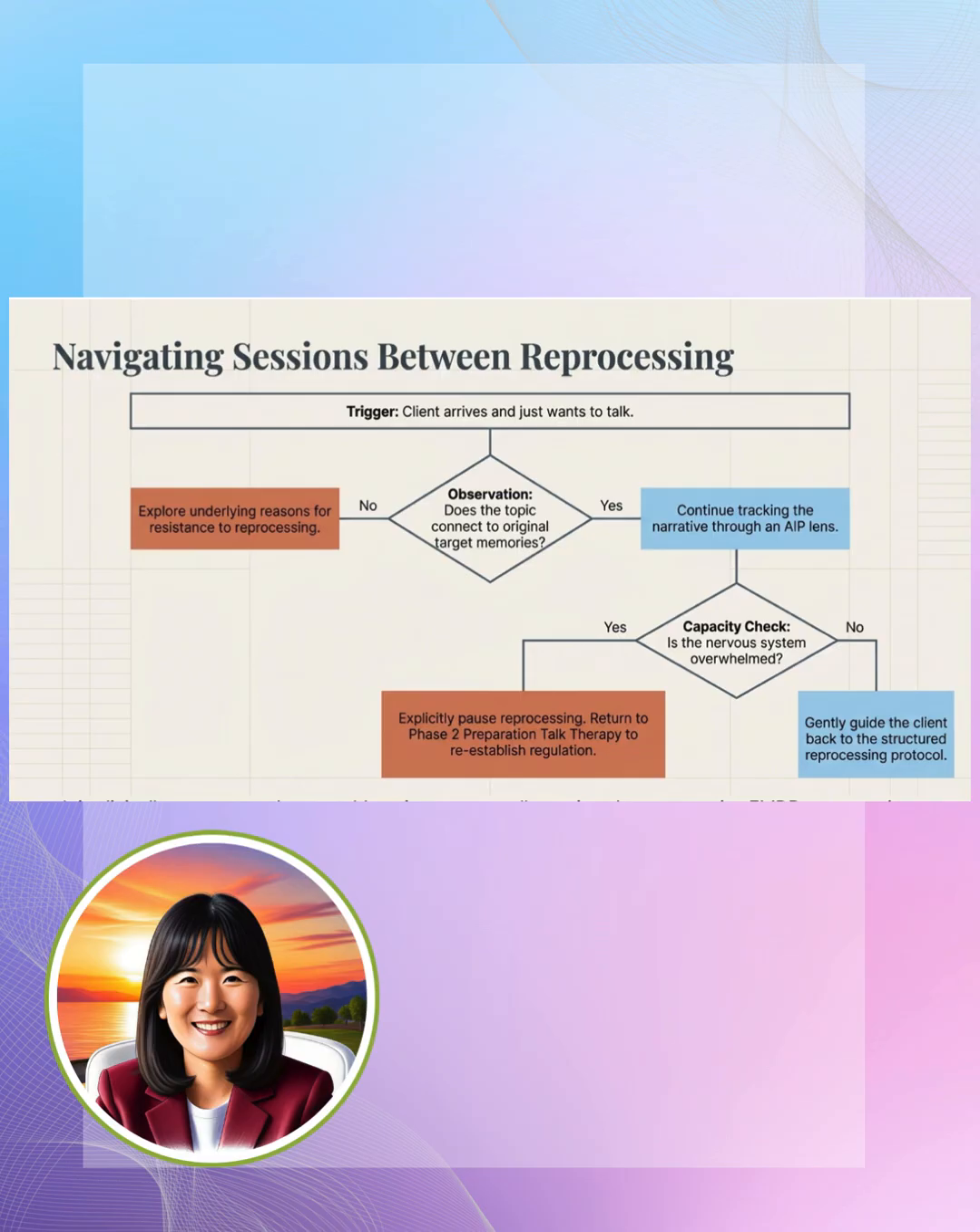So if we can desensitize reprocessing the target memory, then the crisis of the week may not be the crisis again. At the same time, if the client really resists returning to the processing, then just say, I just prefer to just talk. Don't let the client stop you. Try to explore what's the underlying reasons that client doesn't want to go back to the reprocessing.